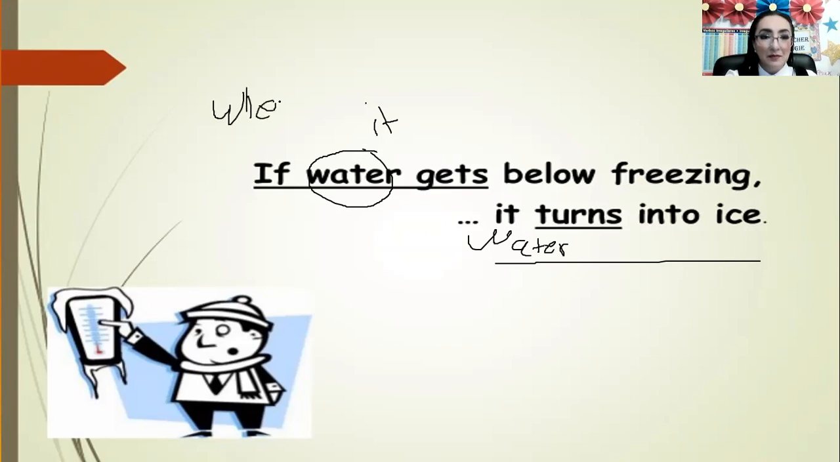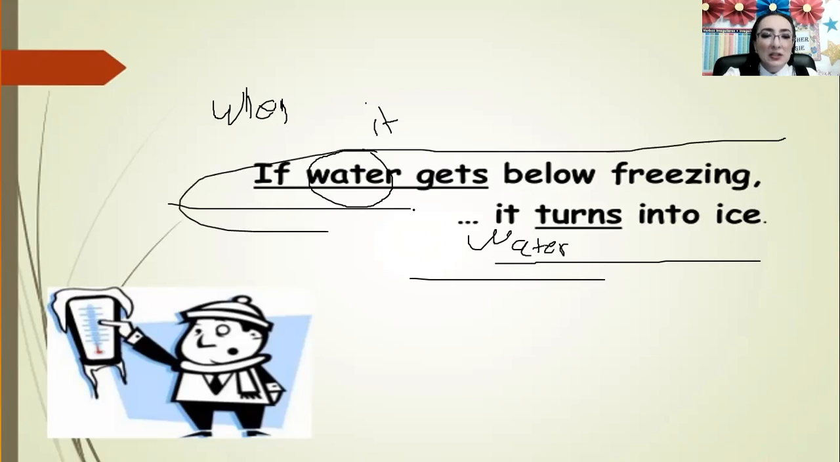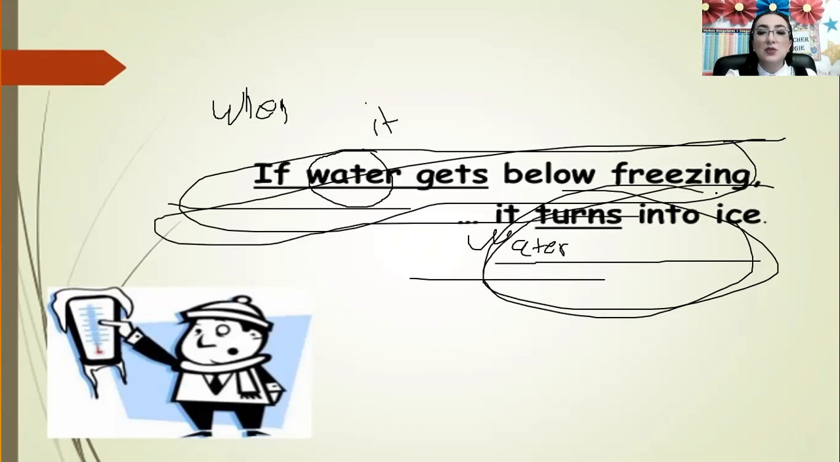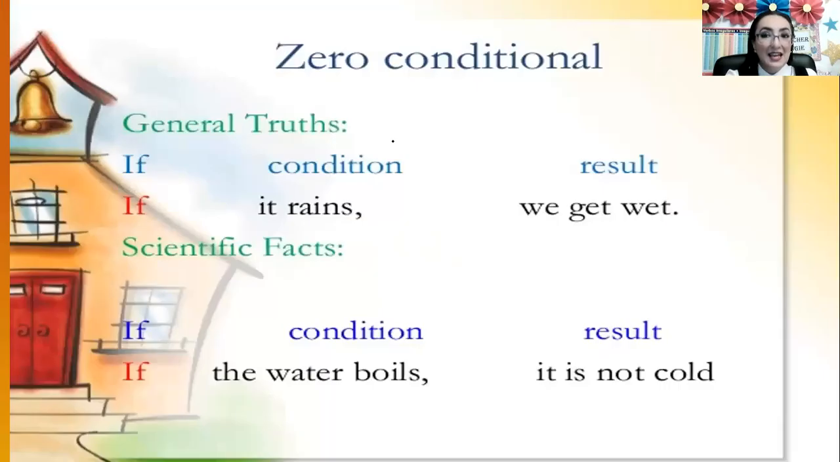Remember, we can use when. When the water gets below freezing, it turns into ice. My condition and my result. Or changing places: water turns into ice when it gets below freezing. Zero conditional. My condition in present, my result in present. Remember, zero conditional.